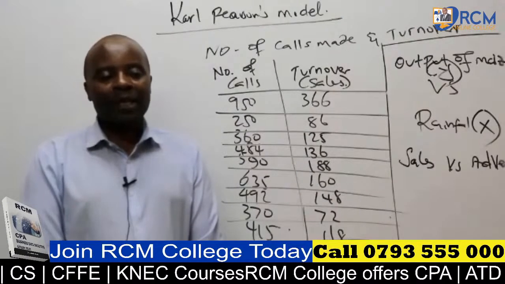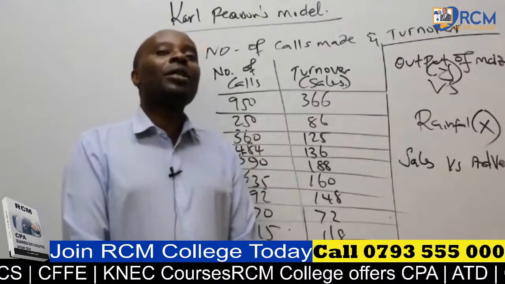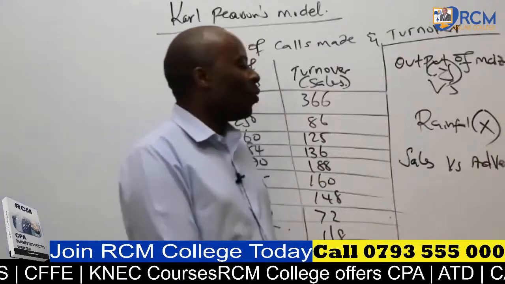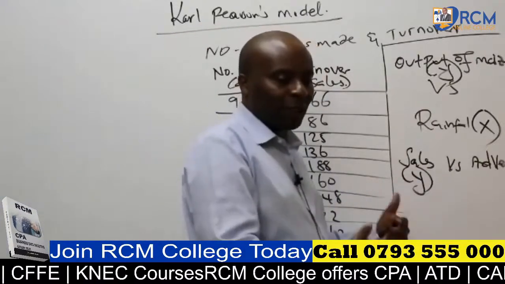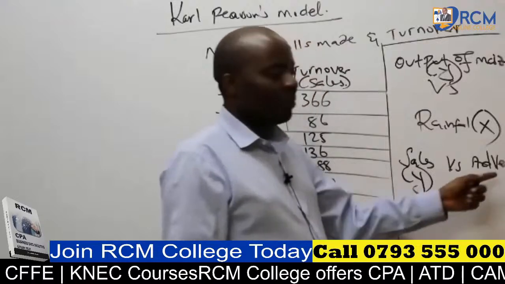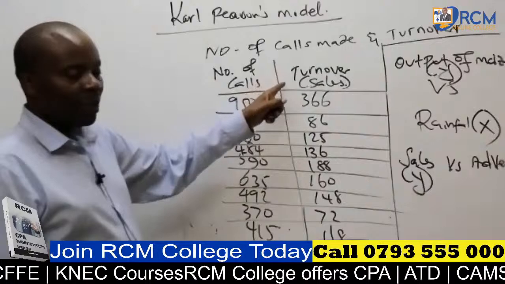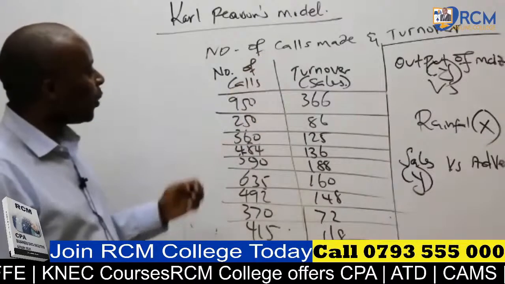So, gentlemen, you must always look at the variable that depends on the other. Like now here, y will be sales because sales is the dependent. It's a function that is being influenced by advertising. So look at this keenly. Which one depends on the other?